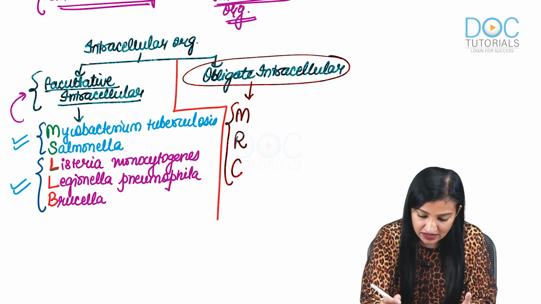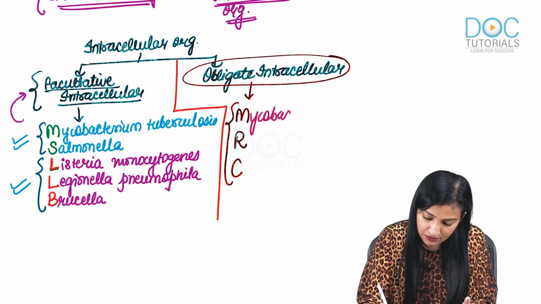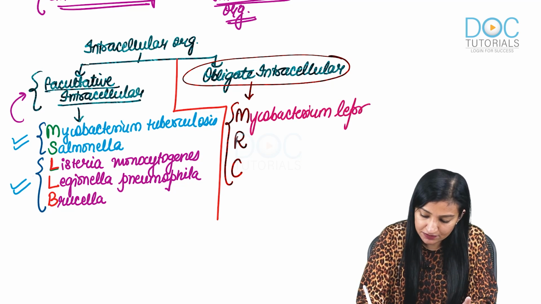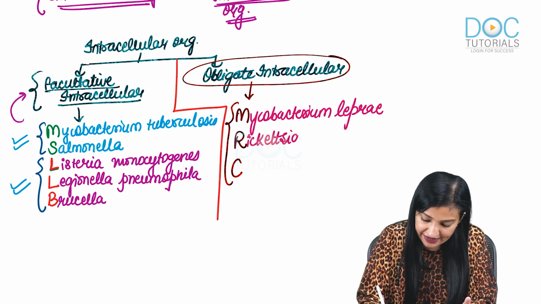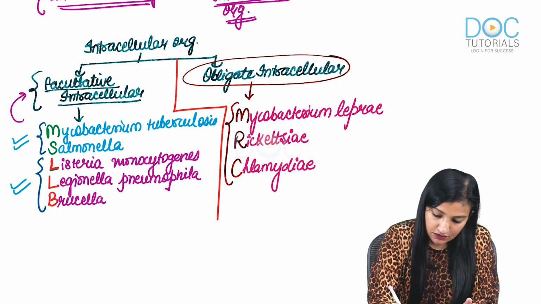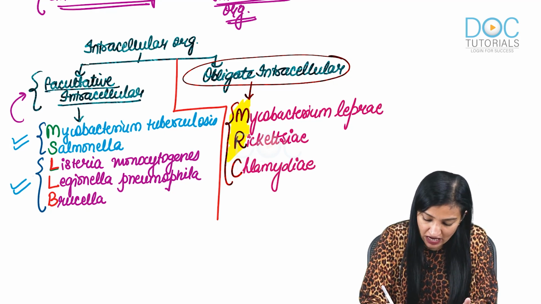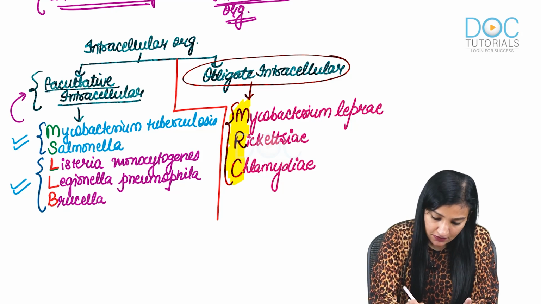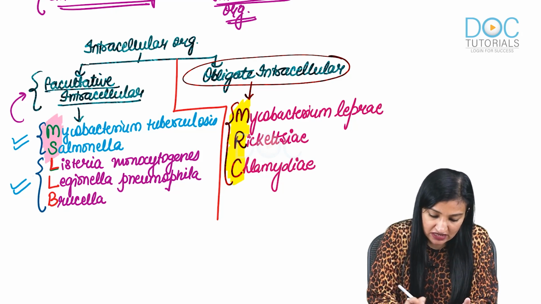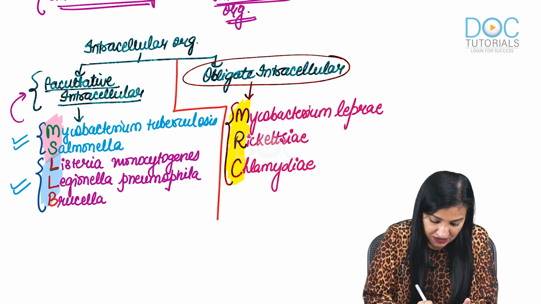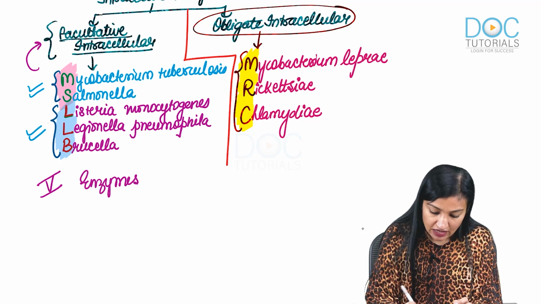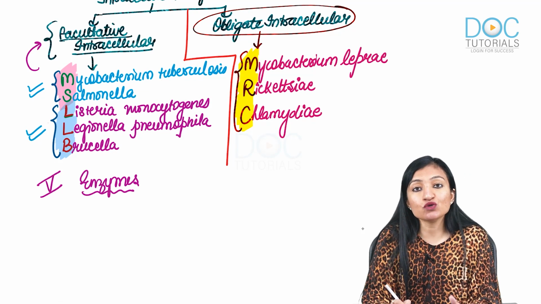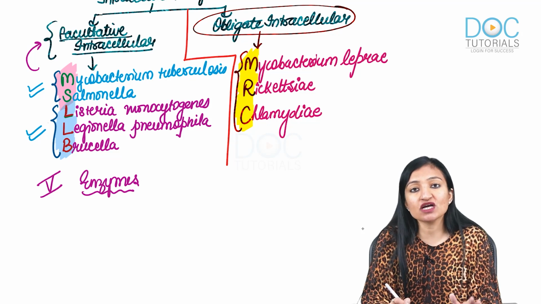So MRC for us is Mycobacterium leprae. R stands for Rickettsia and C stands for Chlamydia. Alright, so obligate intracellular are MRC and facultative intracellular, the two degrees MS and LLB. Then the next virulence factor, enzymes. Now there are several enzymes which are going to be of use to certain microorganisms, with the help of which they are going to harm humans.